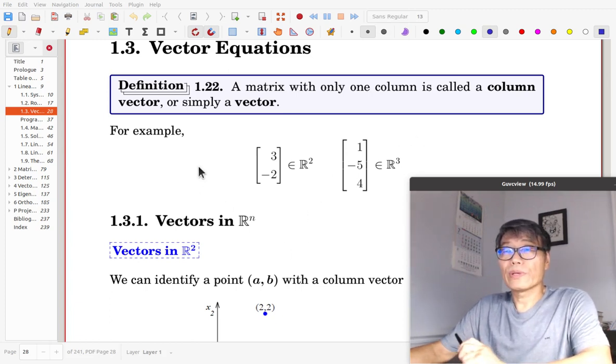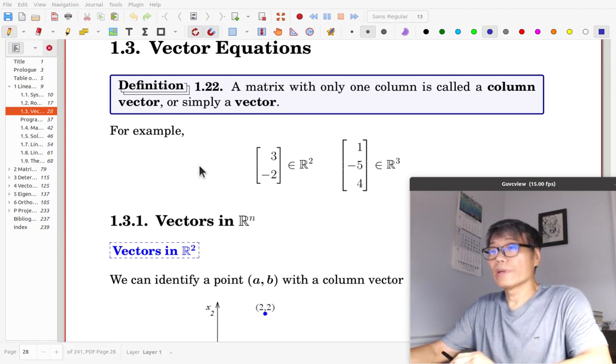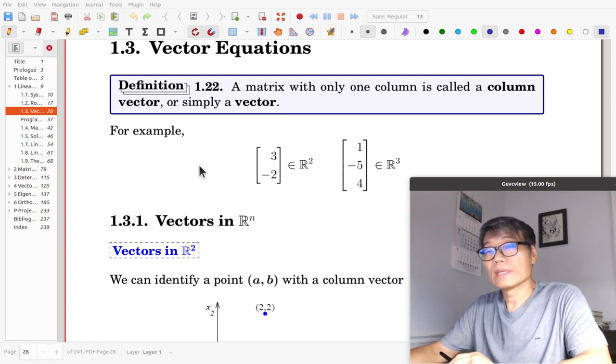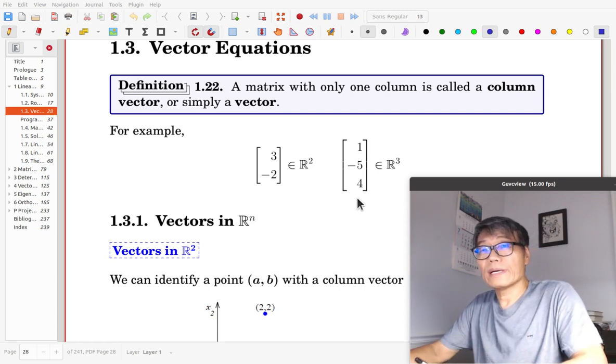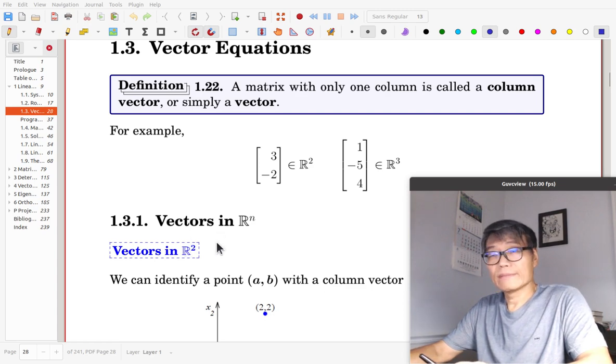Section 1.3 Vector Equations. A matrix with only one column is called a column vector, or simply a vector. For example, this one has 2 components and this one has 3 components. So it is a vector in R2. It is a vector in R3. In the first part of the section, we'll consider vectors in Rn. We'll begin with vectors in R2 for simplicity.